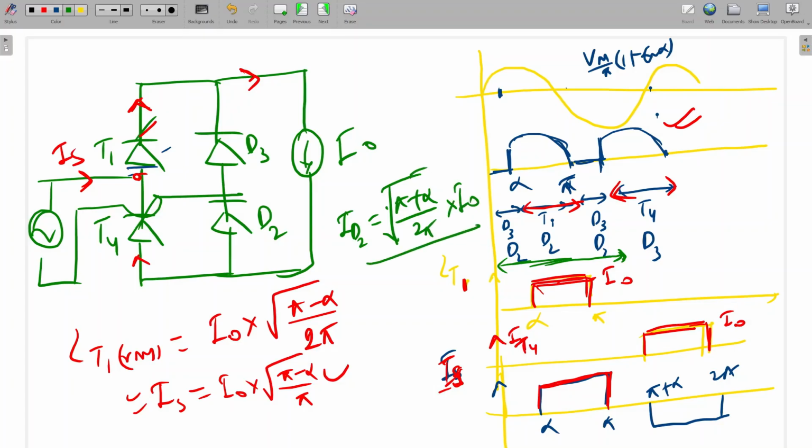Is it clear to all? Once again I will explain. Anyone can ask. If anyone has a doubt in the output waveform also, I will explain again how the diodes and thyristors are conducting in this configuration.